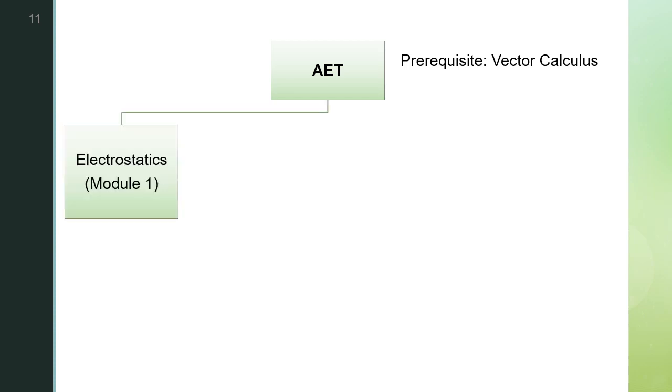In the first module, we will be covering the topics electrostatics and magnetostatics, which is the concept related to stationary electric field and magnetic field. So, both electrostatics and magnetostatics, the concepts and theory related to these, are dealt with in the first module.